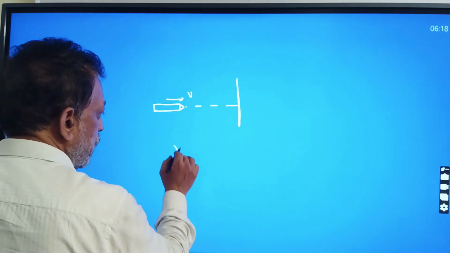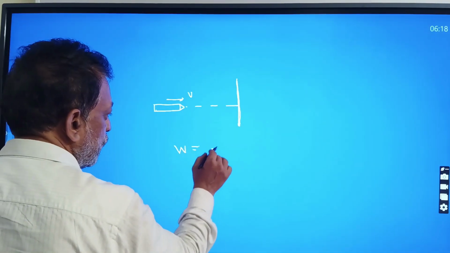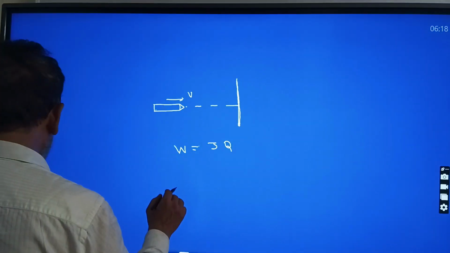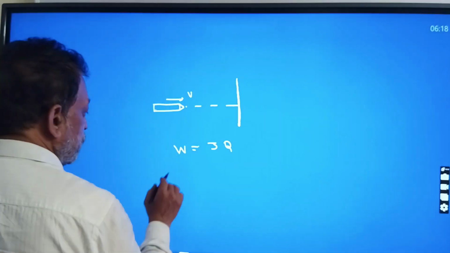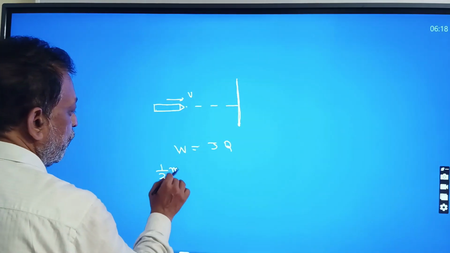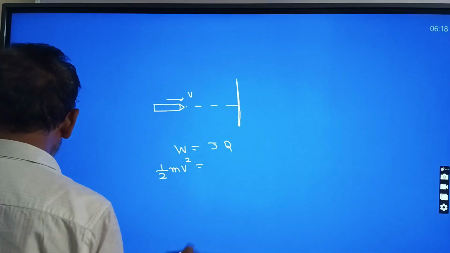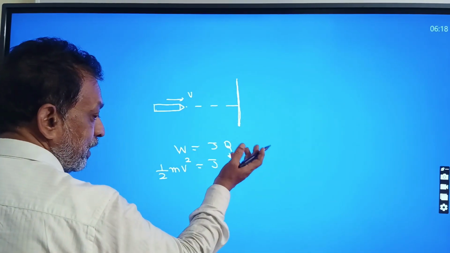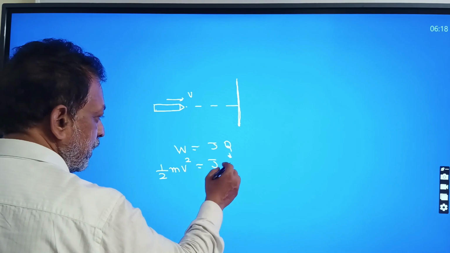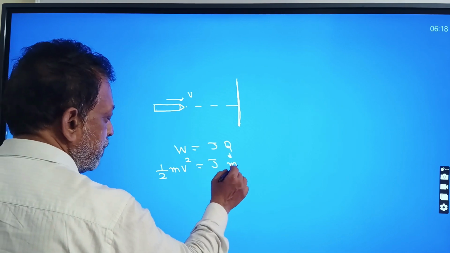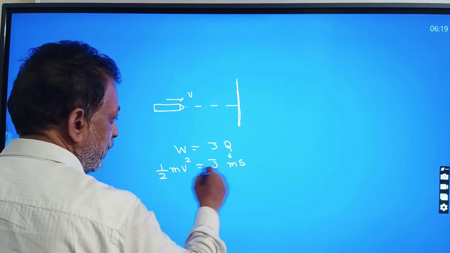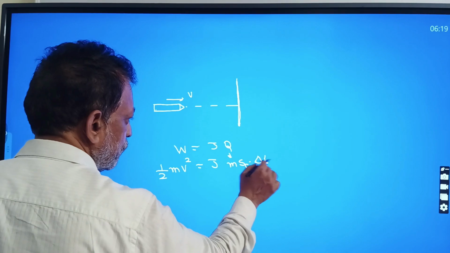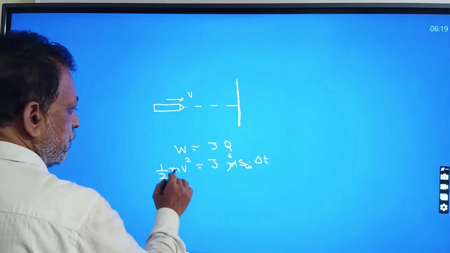So that means work done W is equal to JQ. This is the work done. What type of work done? Kinetic energy. What is kinetic energy? Because of the moving velocity, it is half m v square, equal to J Q. So the temperature and the heat also increase. That is Q equal to m s delta T, where s is the specific heat, generally of copper. Now this m cancels.